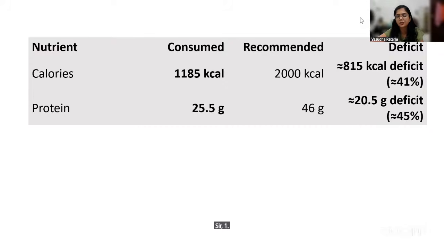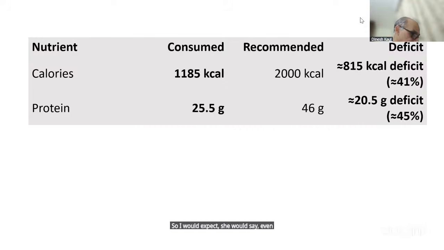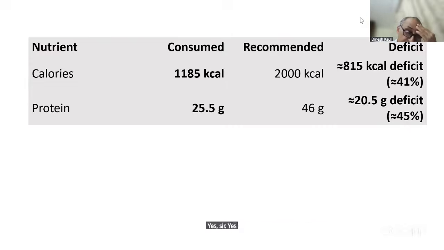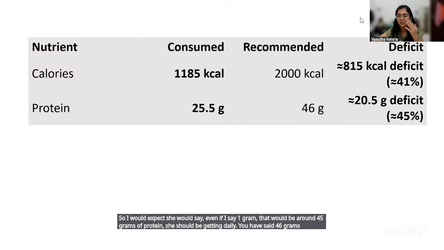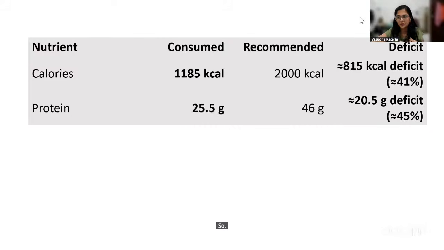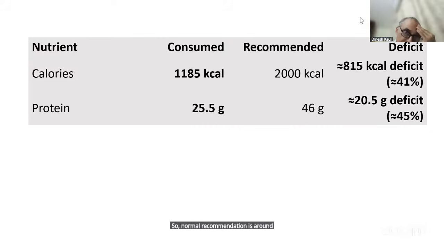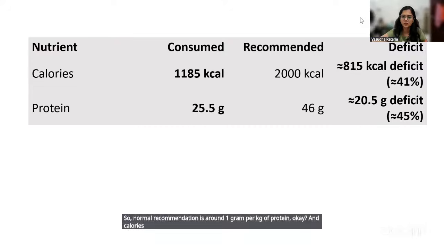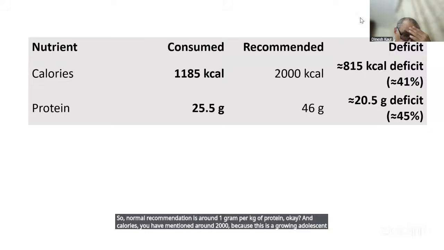1.5 grams of protein per kg of body weight? I would expect, even if I say 1 gram, that would be around 45 grams of protein she should be getting daily. You have said 46 grams. Yes, sir, the normal recommendation is around 1 gram per kg of protein. Calories you have mentioned around 2000, because this is a growing, post-pubertal adolescent child.